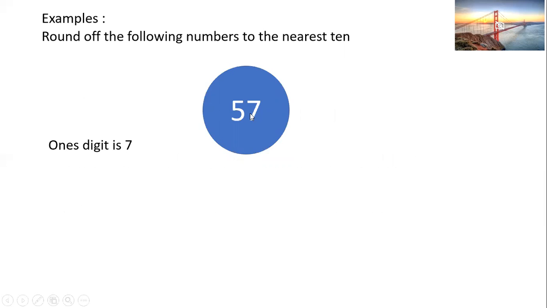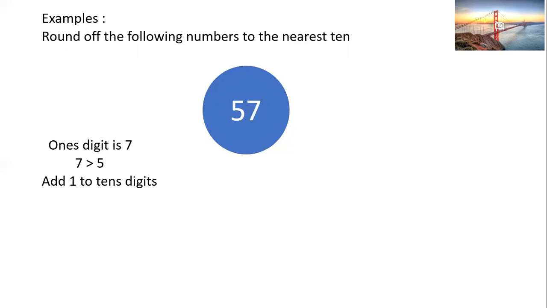So first, listen children, how will you round the following numbers? First check whether the ones digit is greater than 5 or less than 5. The ones digit is 7. Is 7 greater than or less than 5? Yes, greater than 5. Next, what will we do? Just add 1 to the tens digit.